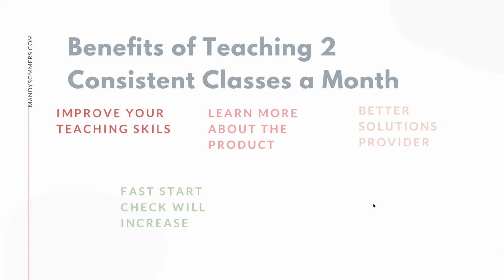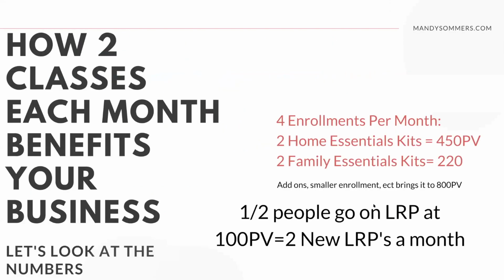You guys, it's crazy, out of this world. It's amazing. And finally, a lot of times people will say, I'm just not good at closing. I can never enroll anybody. The only way to get better at that is to teach more classes and learn how to hone in on your closing skills. You can't learn that unless you're doing it. And so your close rate will definitely go up when you're teaching 2 classes consistently every single month.